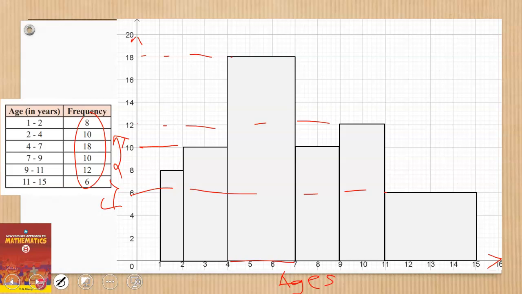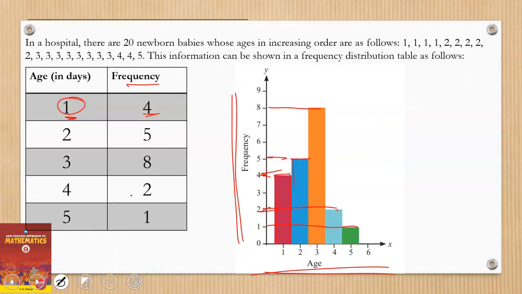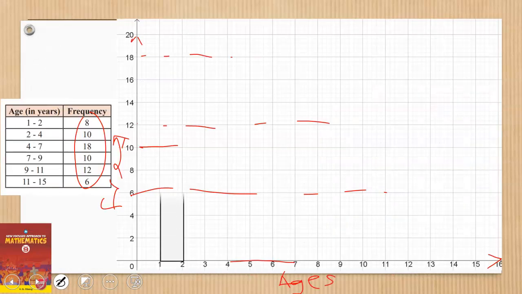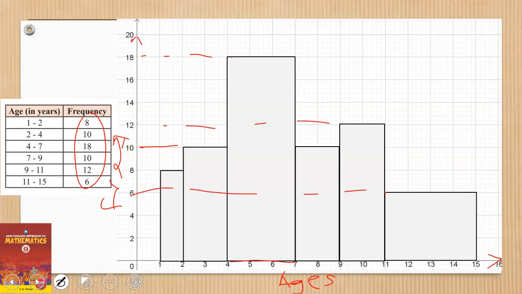And you can see here that the bars are not even compared to the previous one that we saw here. Here the bars are even because the difference is the same. But here they give us intervals which come in different forms, and so the intervals are not the same. Now let's try another example and see.